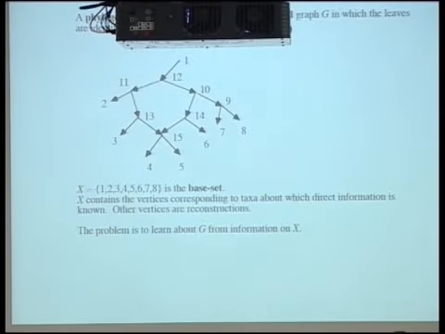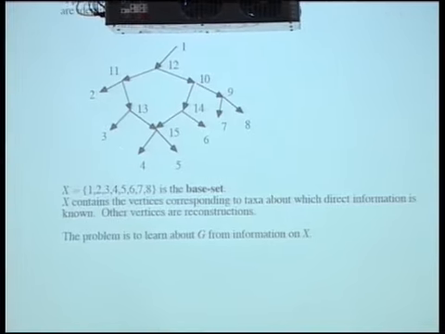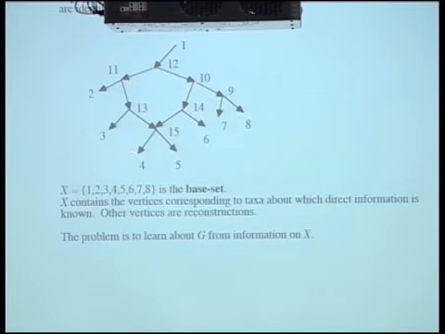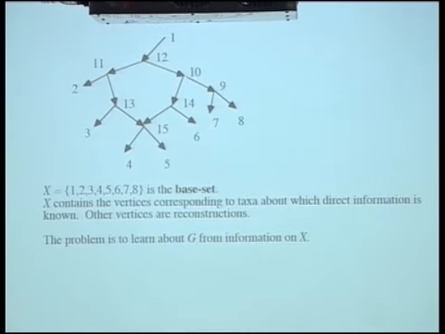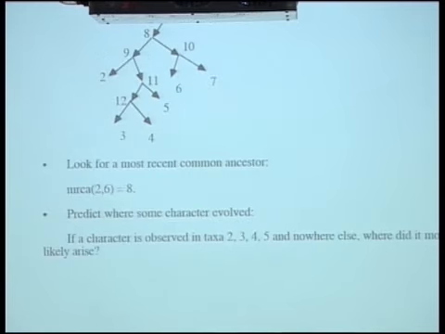I want to focus attention on the set I'll call X, the base set. It includes all the leaves, 2 through 8, and the root. The root is 1. The intention is that this base set X contains all the taxa on which we can make direct measurements, and all the other vertices are inferred in some way. We want to learn about the graph from this information on just X.